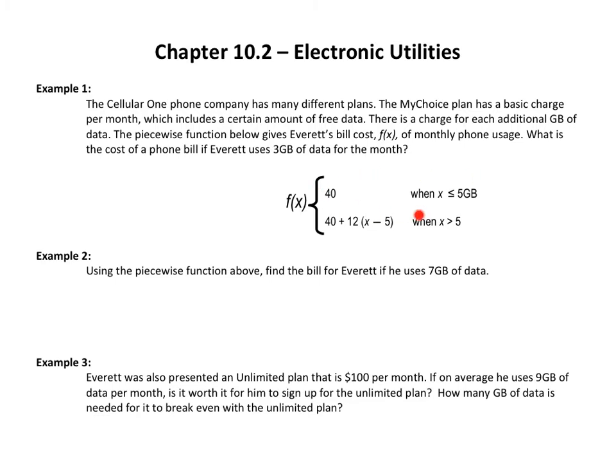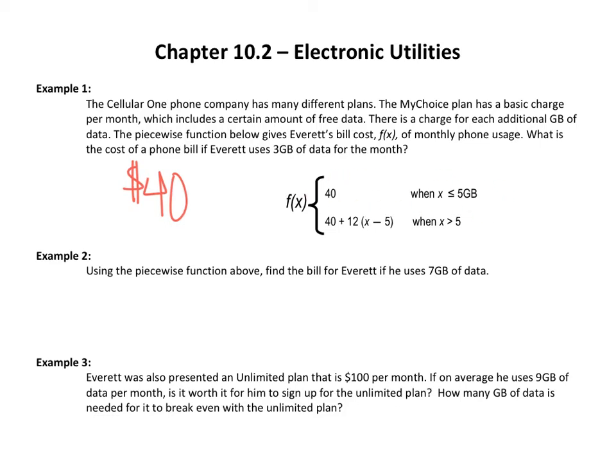Well, since 3 gigabytes falls below 5, then we know we're going to fall in the 40 range because he didn't go over. So the answer for the first one is just $40, because he is under the limit of 5 gigabytes.